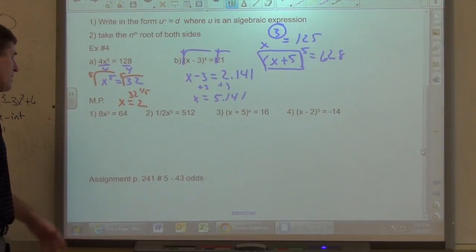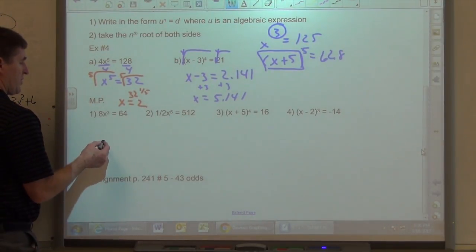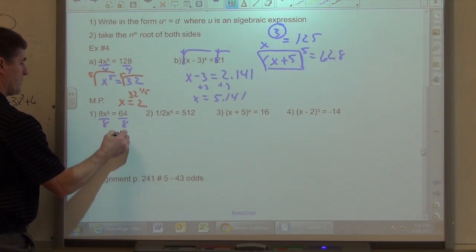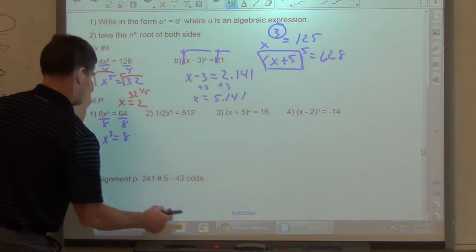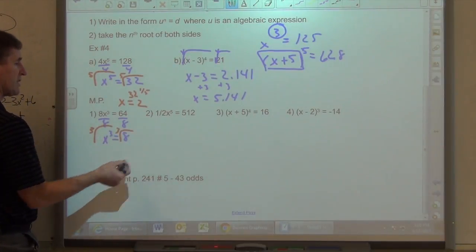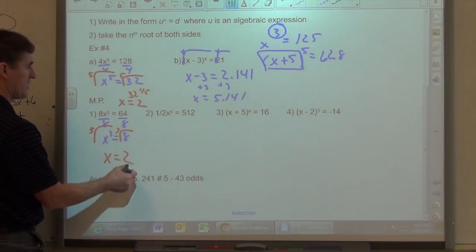So what I'd like you to do now is try these 4 problems. So pause it here, then come back and check and see how you did. So this one, we got to get x to the 3rd by itself, so we divide by 8. X to the 3rd equals 8. Take the 3rd root of both sides. Now again, you can do 8 to the 1/3 power, but the 3rd root of 8 is 2, so x is 2.